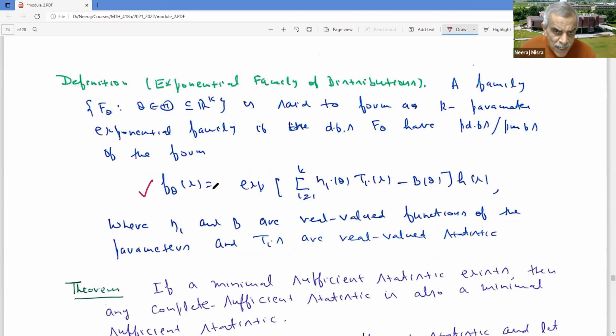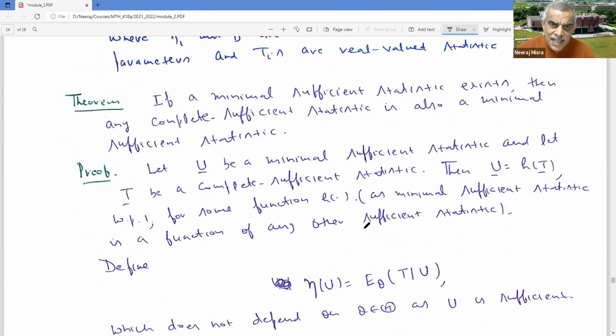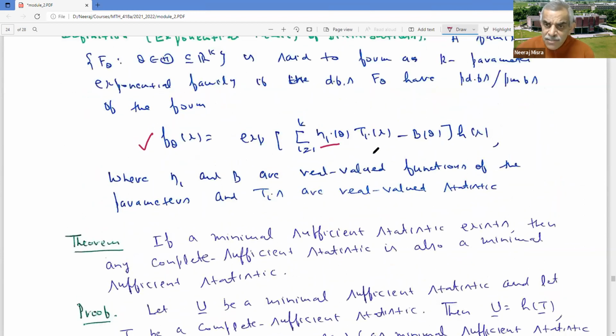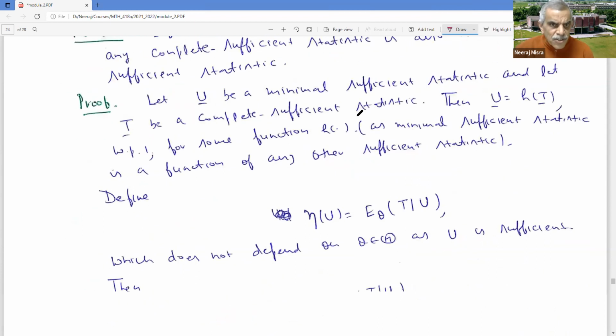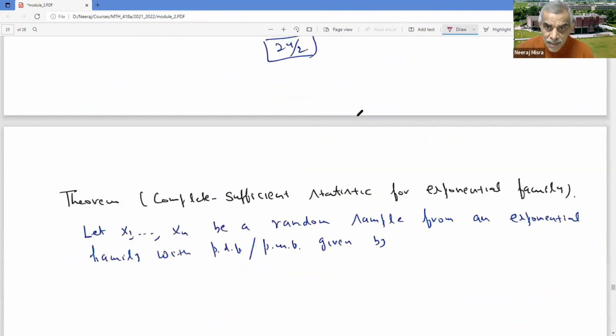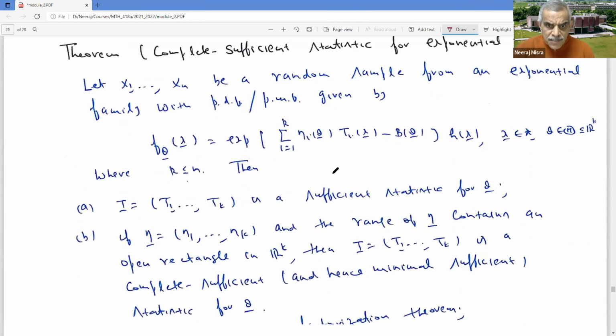So if your joint PDF can be factored as exponential to the power of a sum of k terms, eta_i(theta) times T_i(x), minus some term which does not depend on any observations, multiplied by h(x), and if these eta_i's are linearly independent, in the sense that the space of eta_1, eta_2, ..., eta_k contains a k-dimensional rectangle, then T_1, T_2, ..., T_k would be minimal sufficient. That's what we saw. And then we saw that if a minimal sufficient statistic exists, then any complete sufficient statistic is also minimal sufficient. And this was the complete sufficient statistic for the exponential family.